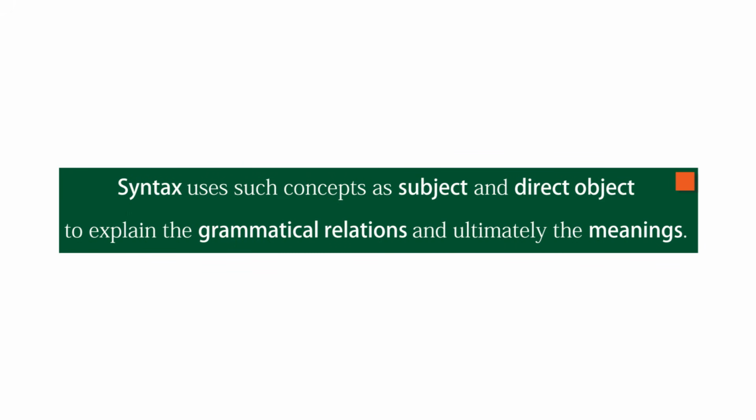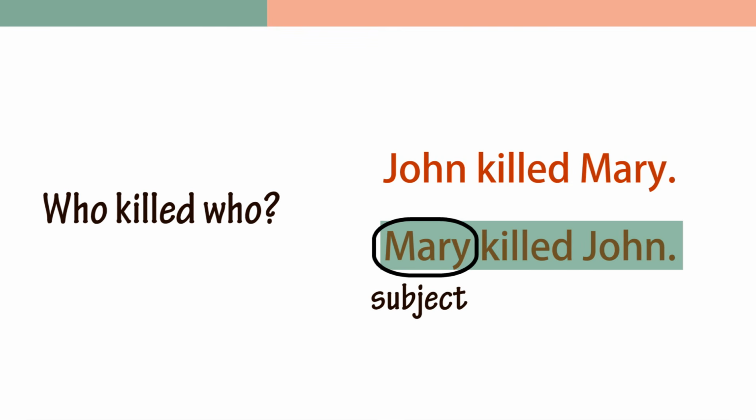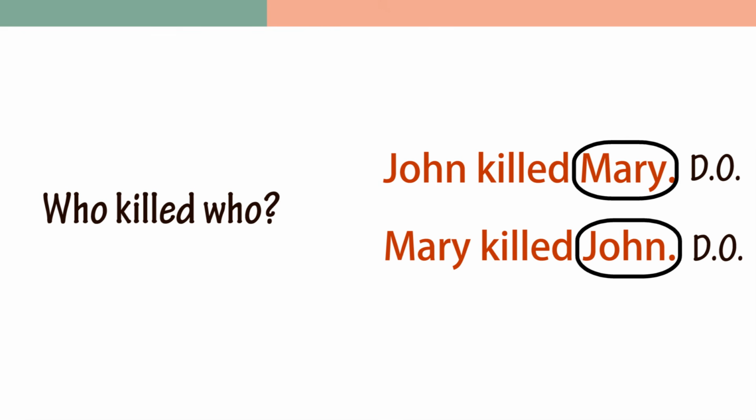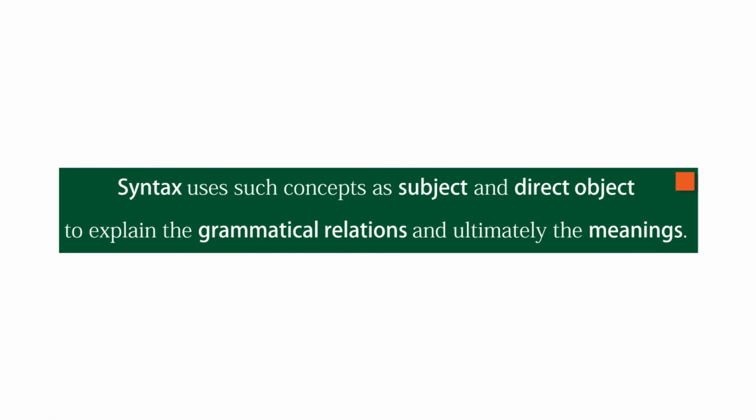And I can wrap up the discussion by letting you know that syntax uses such concepts as subject and direct object to explain the grammatical relations and ultimately the meanings of John killed Mary as opposed to Mary killed John. So in this context, syntax can have serious legal consequences because you want to know who killed who. In one, John is the subject, and in two, Mary is, and the direct objects are Mary and John respectively. In a sense, if you want to find out who the killer was, you need to find out what the subject is. So in the first case, John is the subject, therefore John is the killer. In the second context, Mary is the killer because Mary is the subject. So syntax uses concepts such as subject and direct object to explain grammatical relations and ultimately the meanings of such sentences.